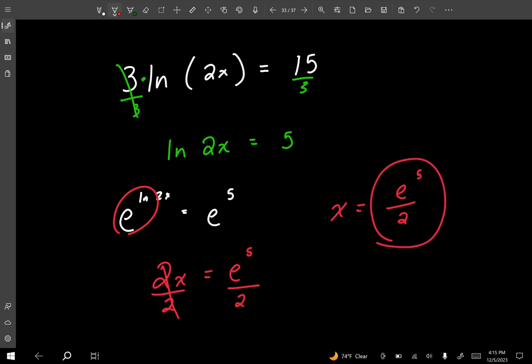And if, for whatever application you're doing, you need a decimal, if your teacher wants you to completely simplify this into a decimal, you can punch that in a calculator, type in e to the 5th power and divide it by 2, and it'll give you some decimal. But for me and my purposes in my classes, we're just going to leave it like this. Okay.